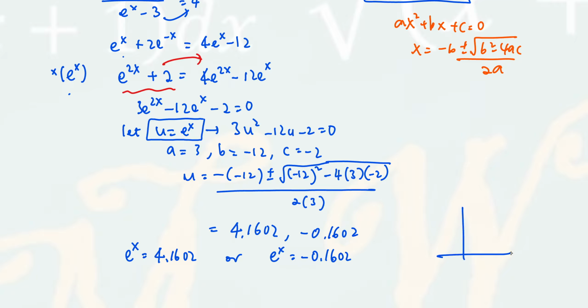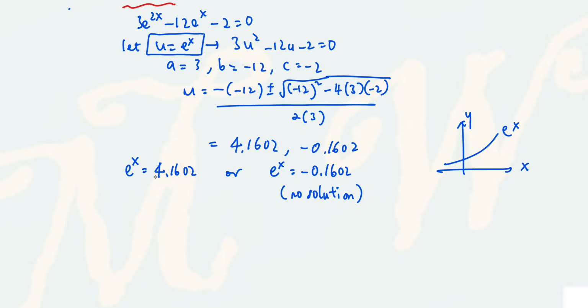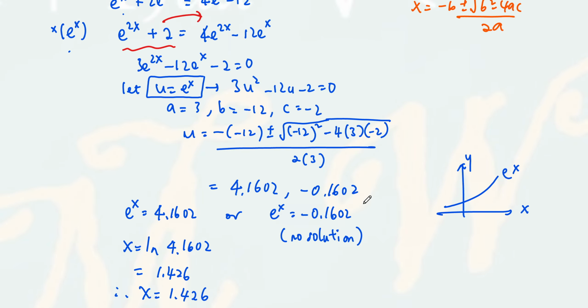We know the exponential graph is always above the x-axis. This is your exponential graph. Therefore, the second value does not have any solution because the e^x is negative. Now, to eliminate the e, we are taking ln both sides. So here, x equals ln of 4.1602, and then you will be getting 1.426. So my final answer for this question is 1.426. So this is the solution of question number 1.